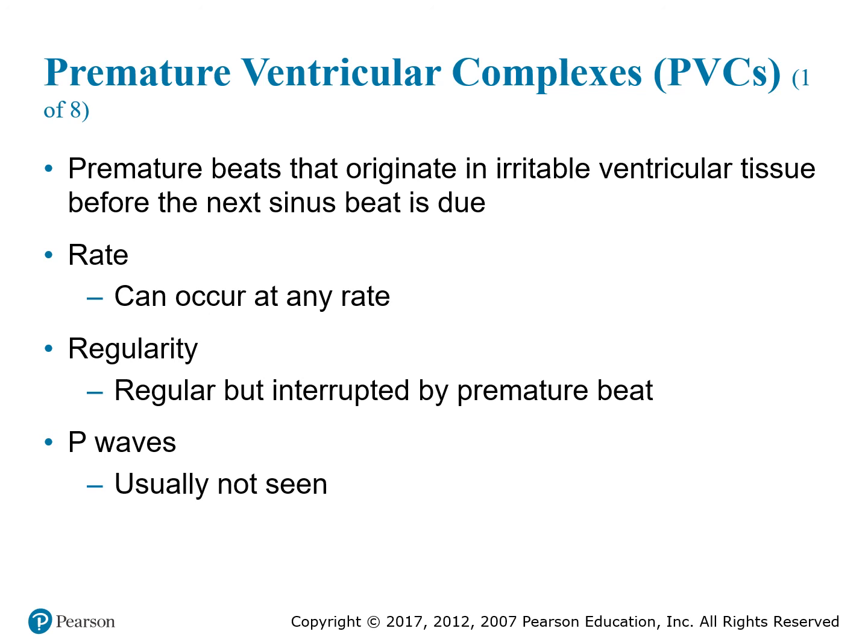PVCs have the following characteristics. The QRS is premature. A P wave isn't associated with a PVC. Normally, the P wave of the underlying rhythm, usually sinus, is observed within the PVC, but sometimes it appears just before or after the PVC in the ST segment or T wave.